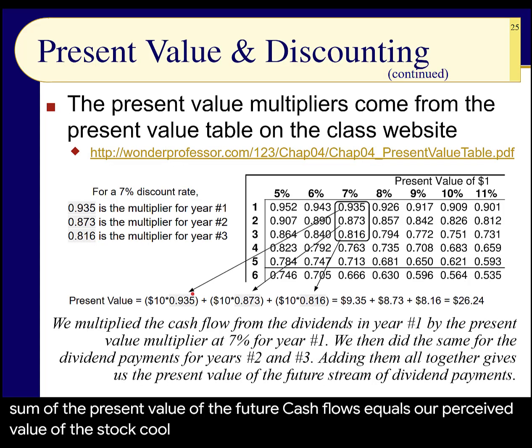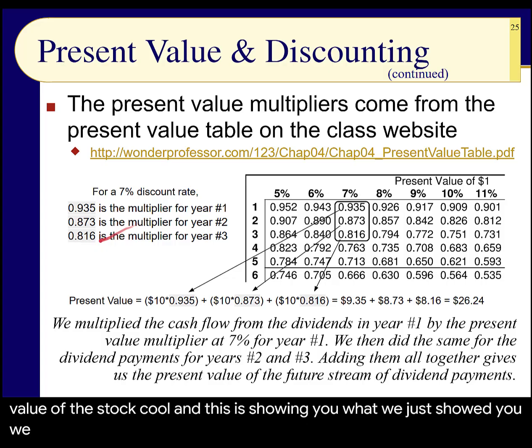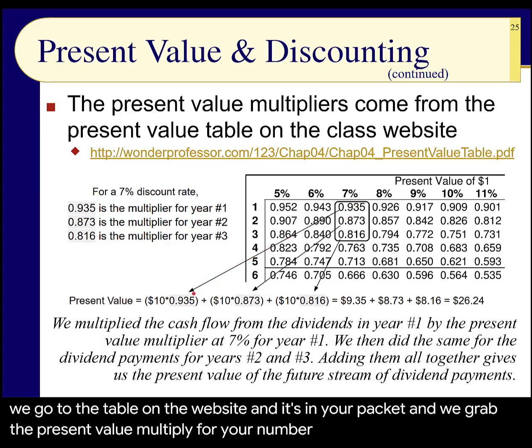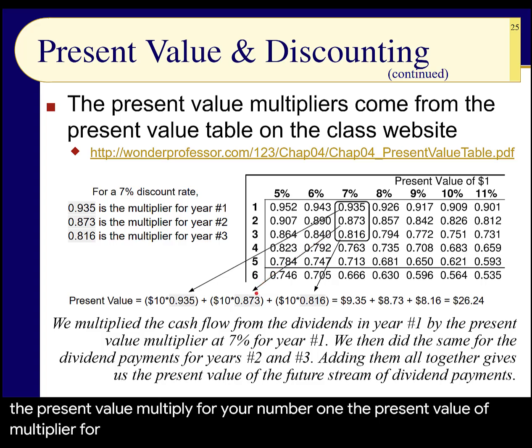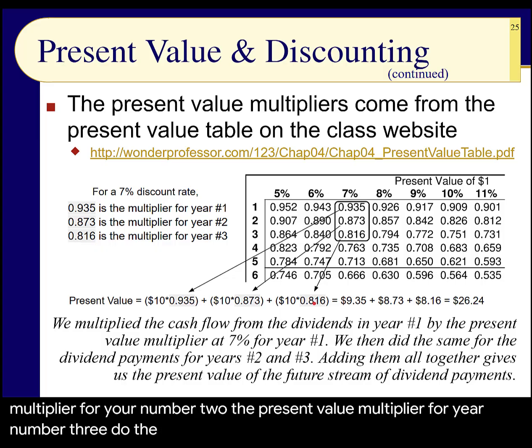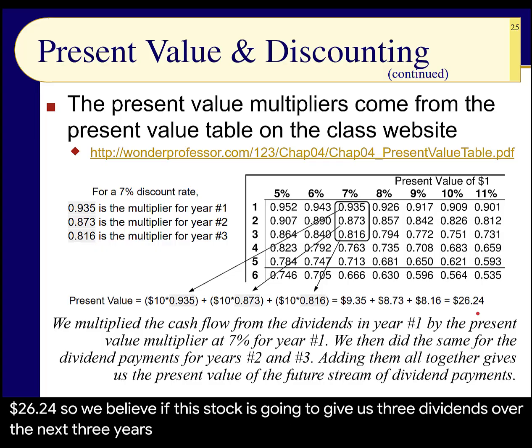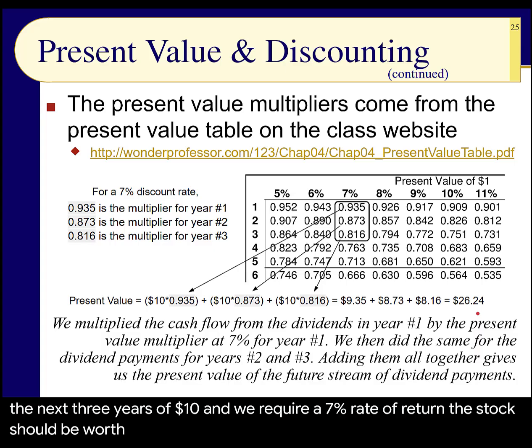Cool? And this is showing you what we just showed you. We go to the table on the website, and it's in your packet, and we grab the present value multiplier for year number 1, the present value multiplier for year number 2, the present value multiplier for year number 3, do the multiplications, then add them together, and we get $26.24. So we believe if this stock is going to give us 3 dividends over the next 3 years of $10, and we require a 7% rate of return, the stock should be worth $26.24.